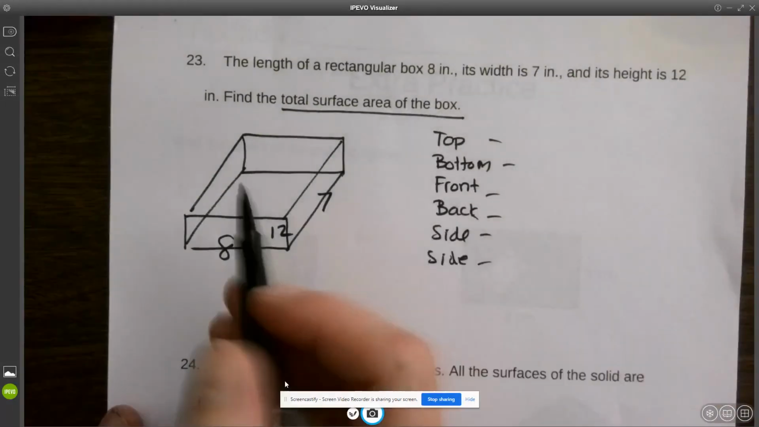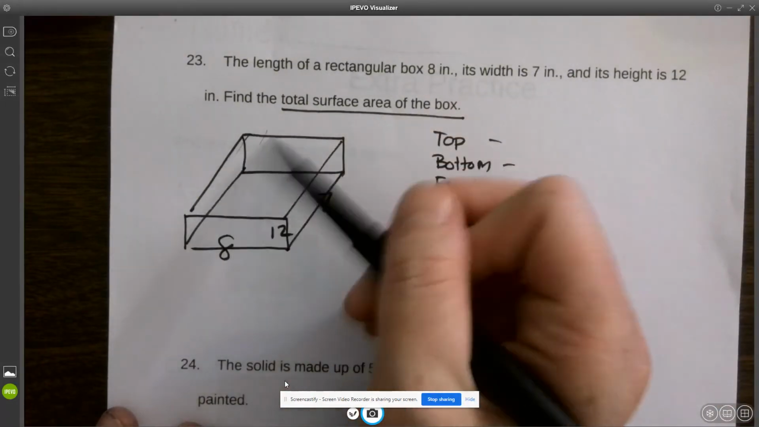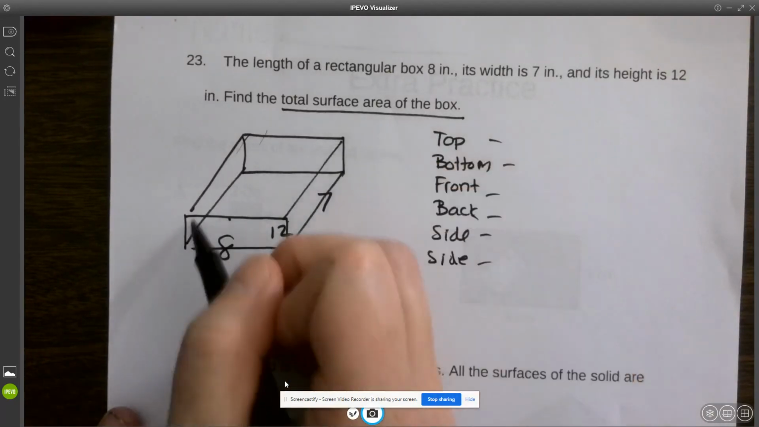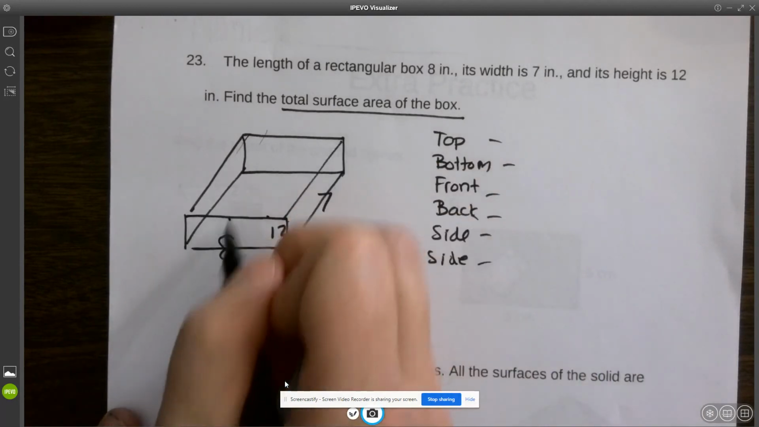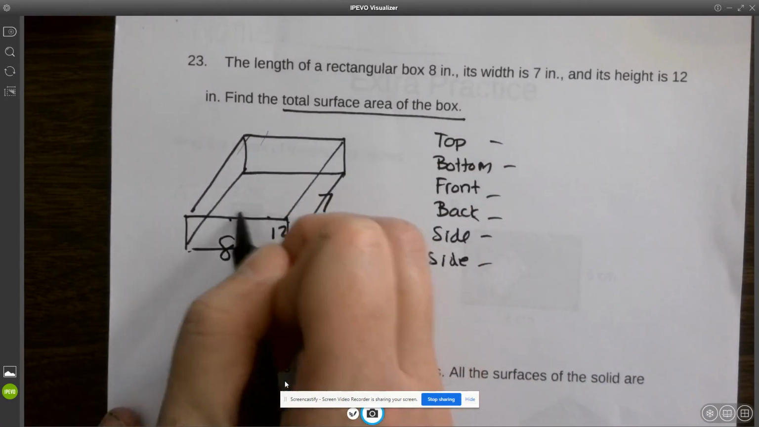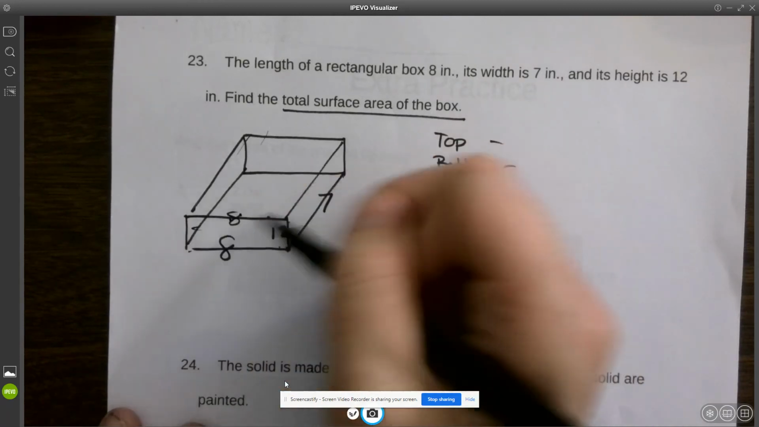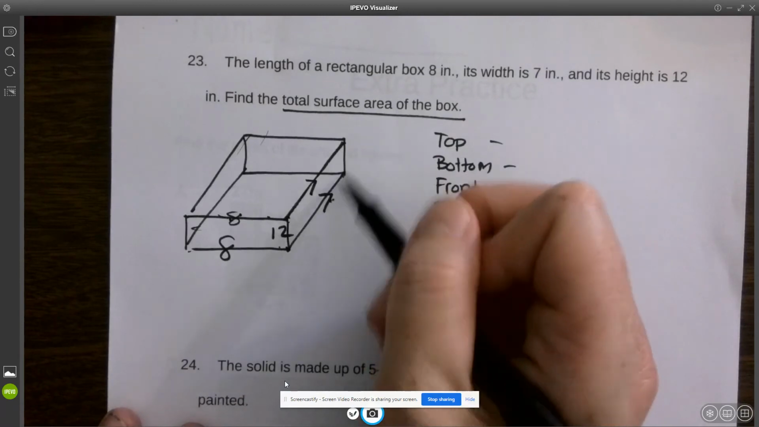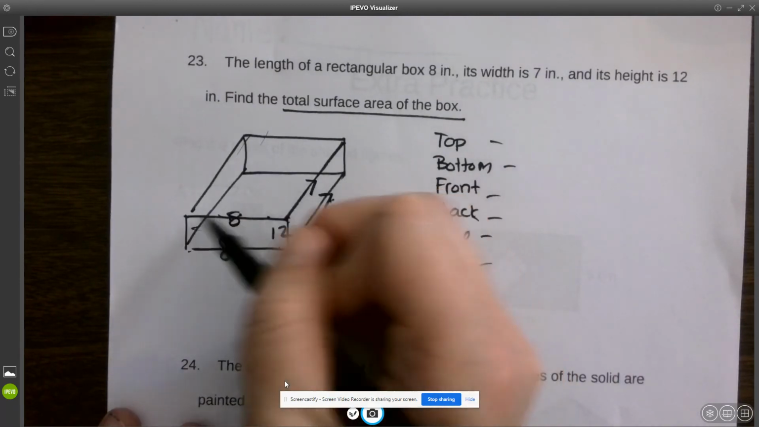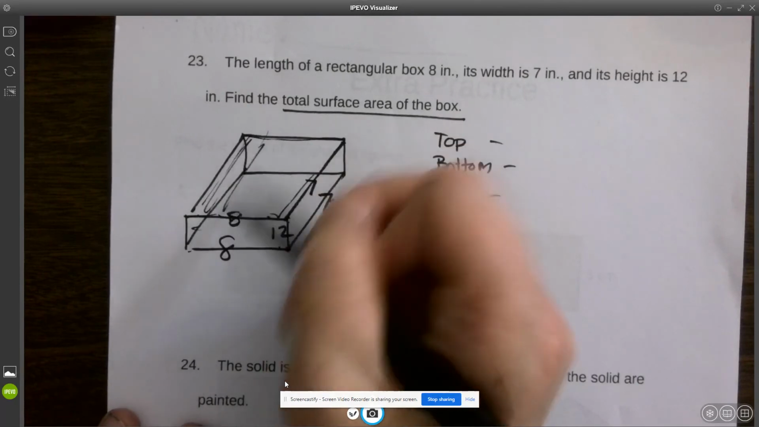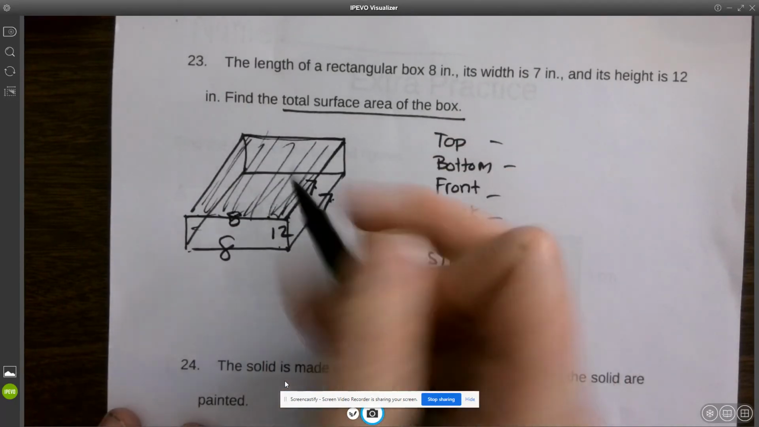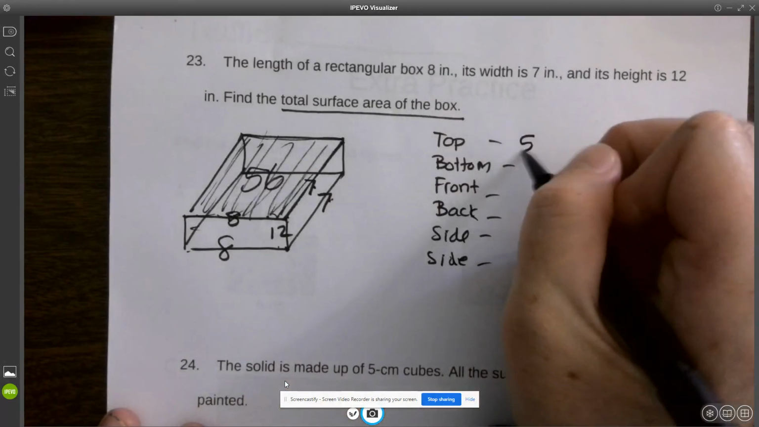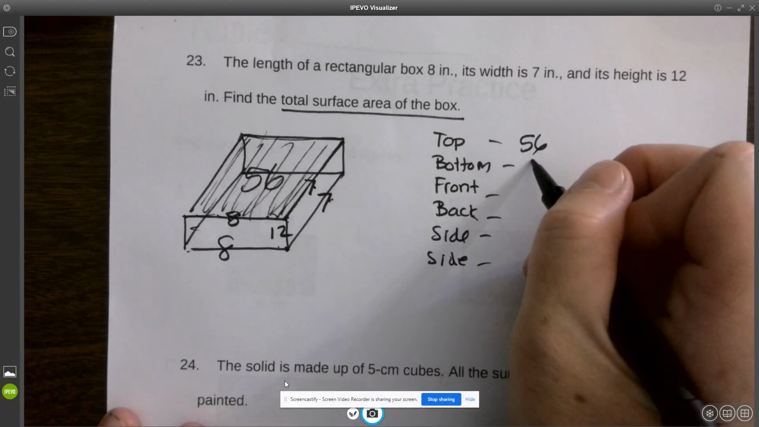Okay, so let's find the top. So the top would be this whole top right here. So that would be base times height. If the base is 8, from here to here, how high up does this box go? It goes all the way up to 7. So this top box right here would be 8 times 7, so that's 56. Now, if the top is 56, then the bottom would have to be 56 as well.